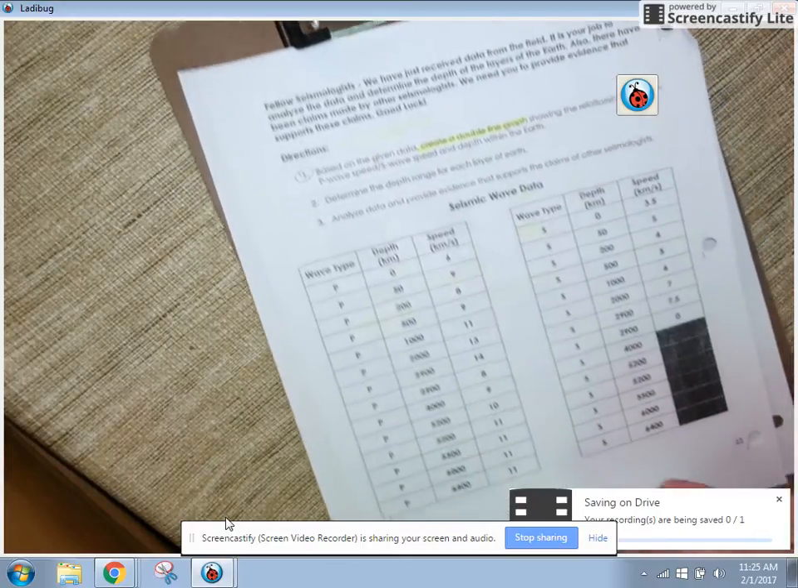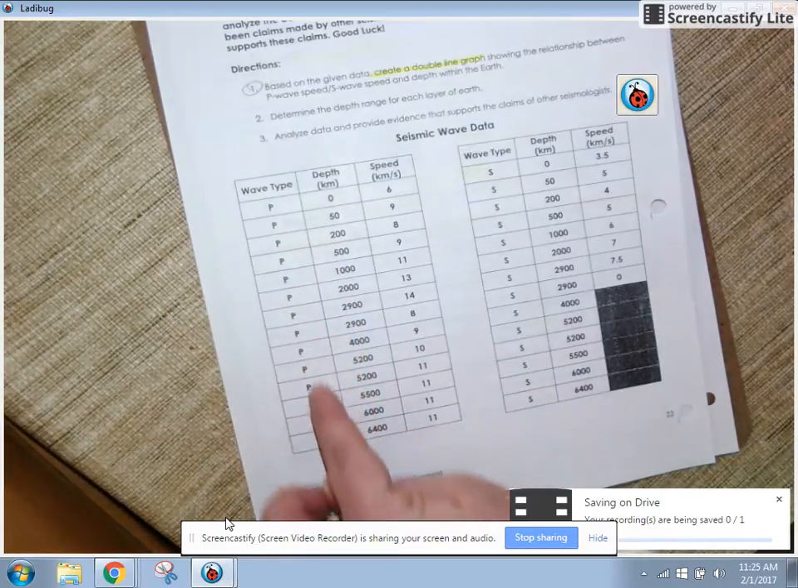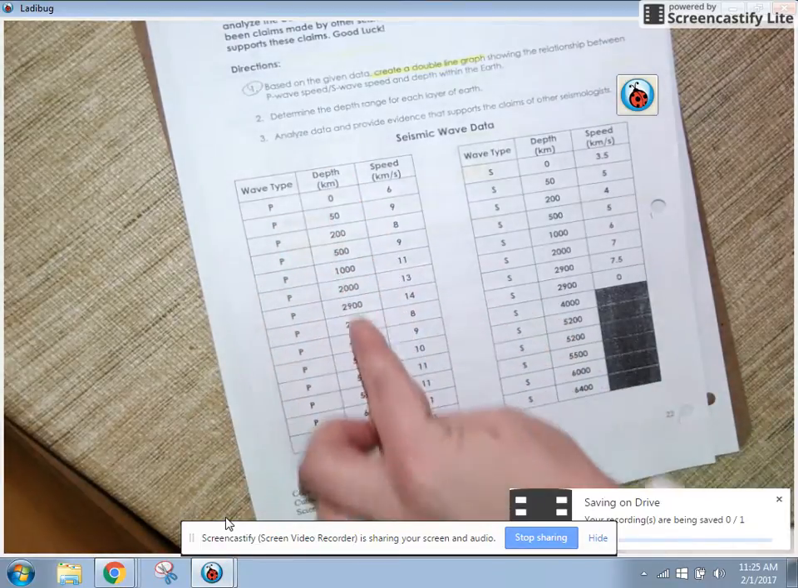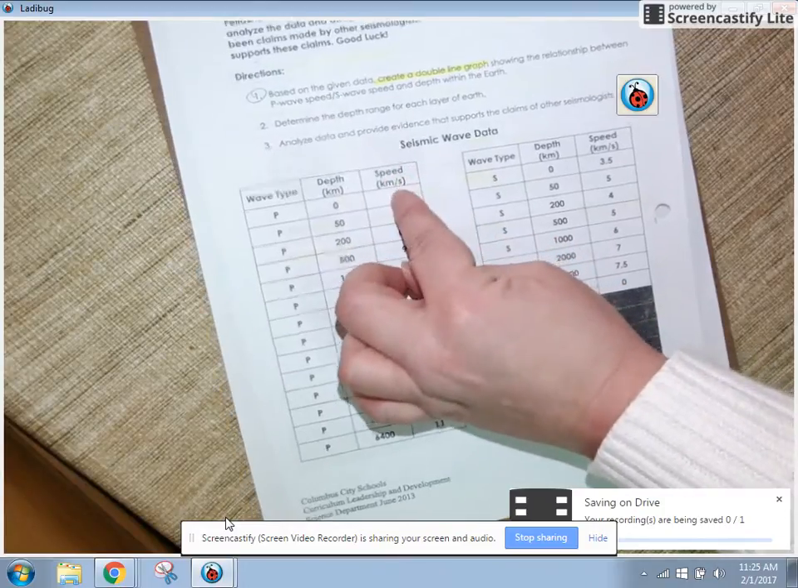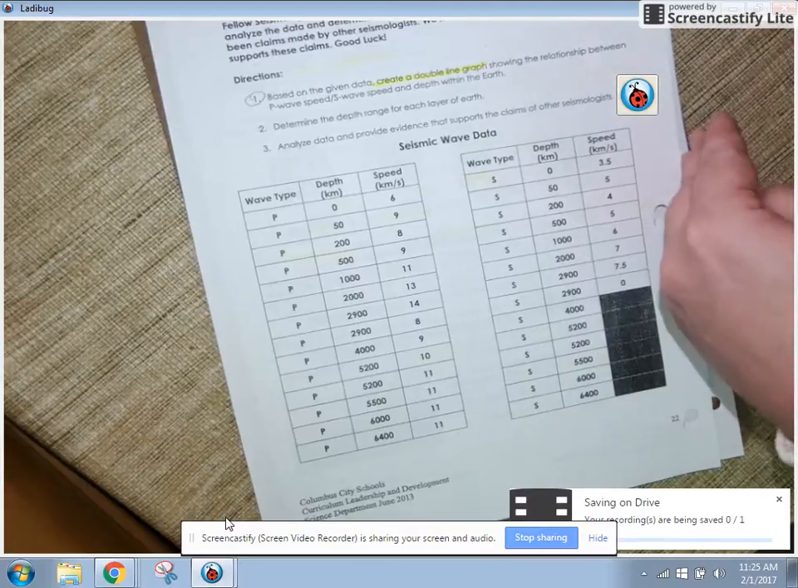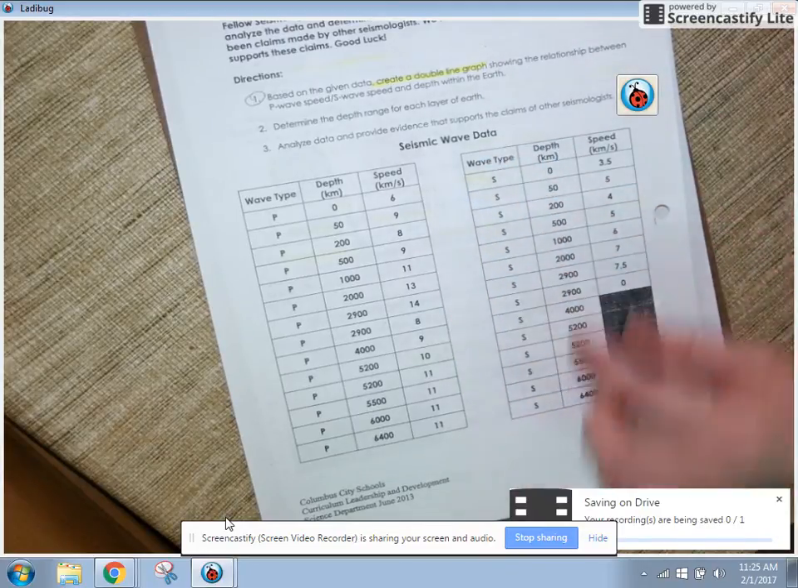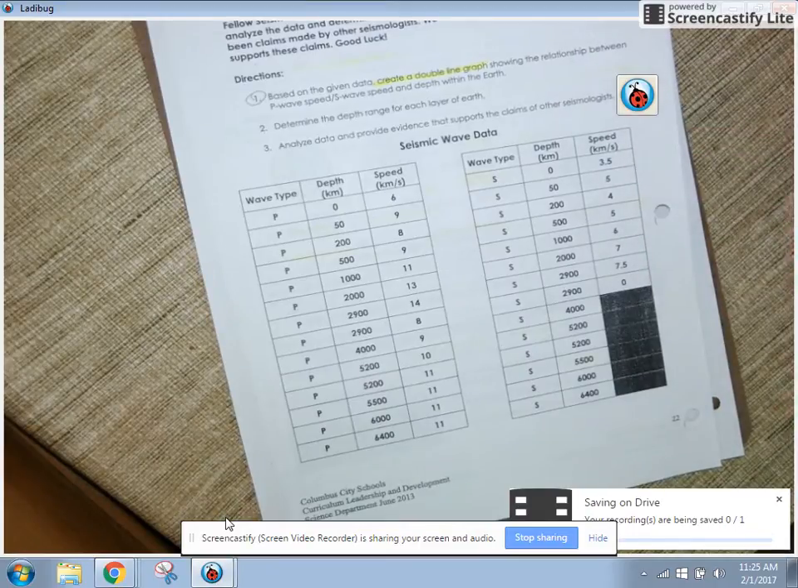All right, so when I look, I see I have 2 data tables. This data table is all for P waves, and it gives you how deep the P wave is traveling and how fast in kilometers per second the P wave is going at that depth. And then we have seismic wave data about S waves and how deep they were when this speed was recorded. And so this graph is going to need to be perfect. So you need to take your time on this.